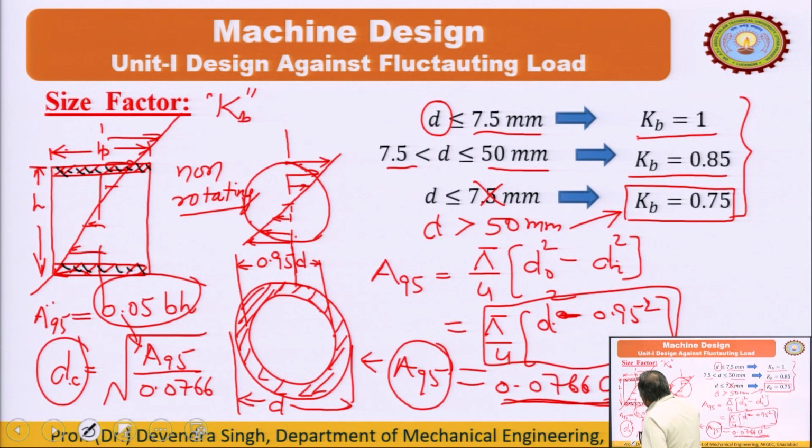This area will come out to 0.05 BH. When I replace A95 with 0.05 BH, with B and H known, and this divided by 0.0766, taken from this expression, I can calculate the equivalent diameter of the cylindrical object corresponding to this rectangular section, and we can easily find out what should be the value of size factor. So, this is the way.